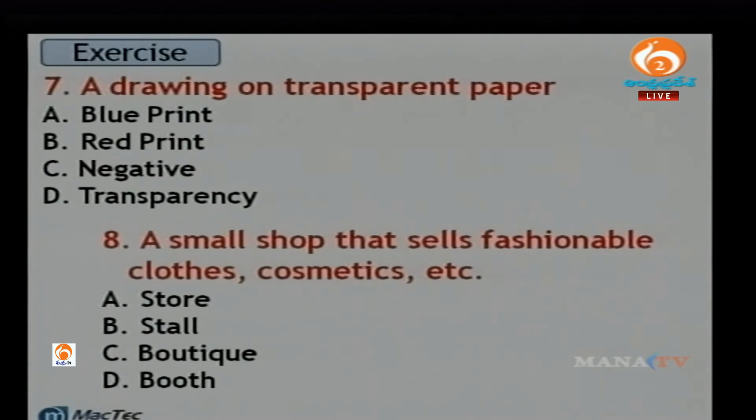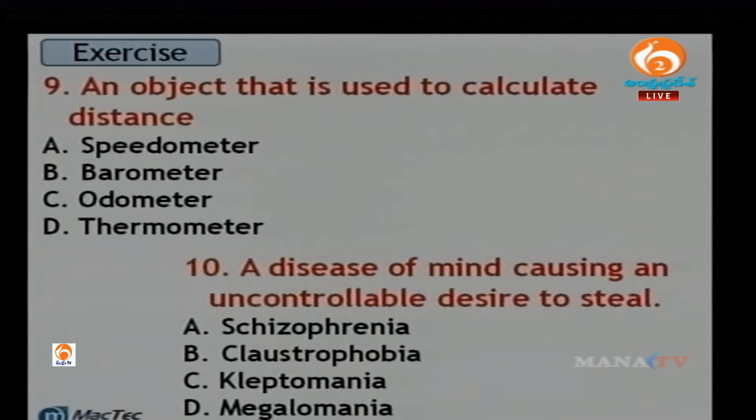That's called a boutique. Number 9, an object that is used to calculate distance. The options are speedometer, barometer, odometer, thermometer. So what do you mean by speedometer? Speedometer calculates speed. Barometer calculates pressure, right? Thermometer calculates heat. Odometer, it's not speedometer, it's odometer.